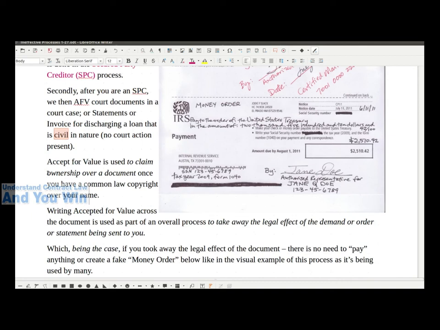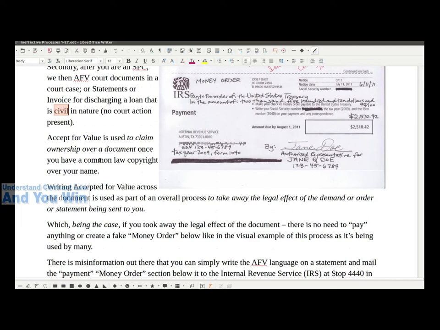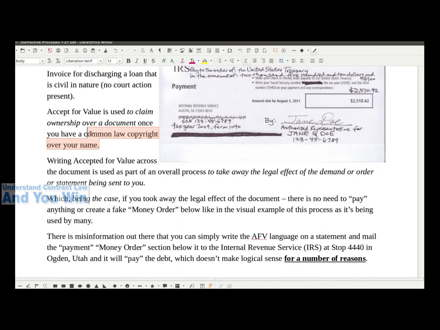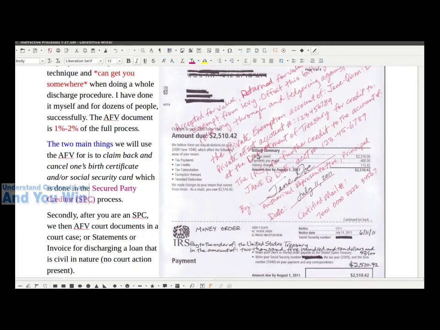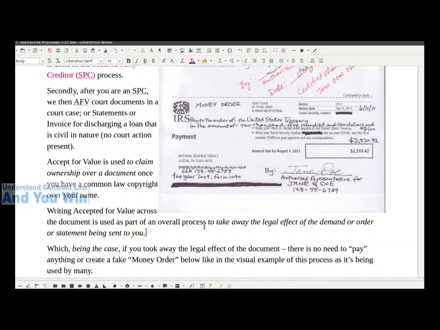Accepted for value is used to claim ownership over a document once you have your common law copyright over your name, which is accomplished in the secured party creditor process. Writing accepted for value across the document is used as part of an overall process to take away the legal effect of the demand or order being sent to you. So again, accepted for value takes away and nullifies the legal effect, and is effective when you have a whole bunch of things set up. But if you're at that stage and ready to do it, what you're doing is taking away the legal effect of the statement being sent to you.